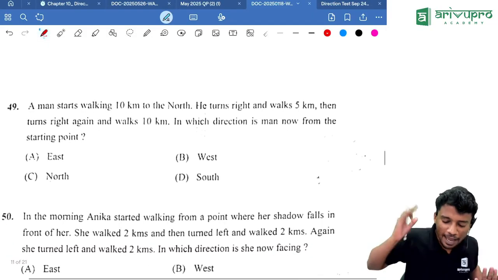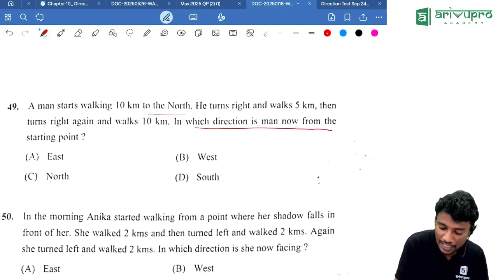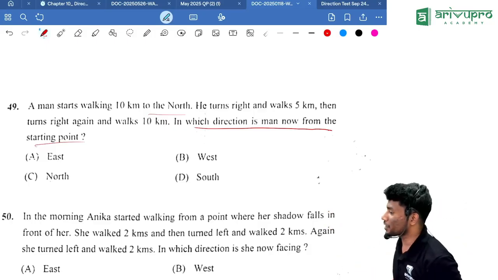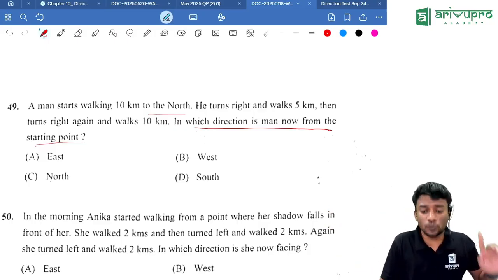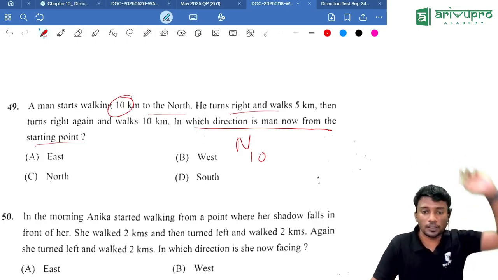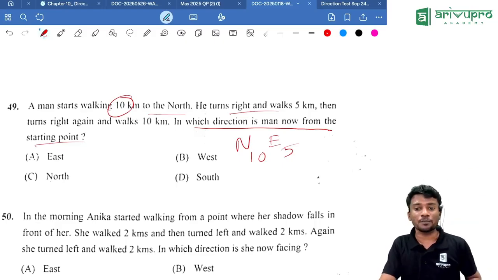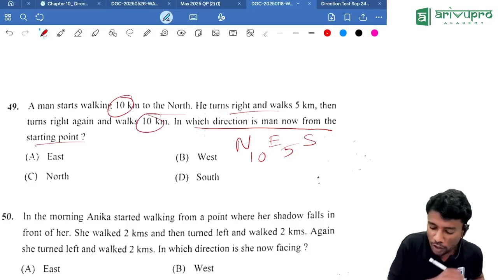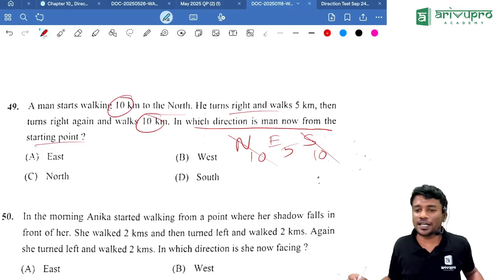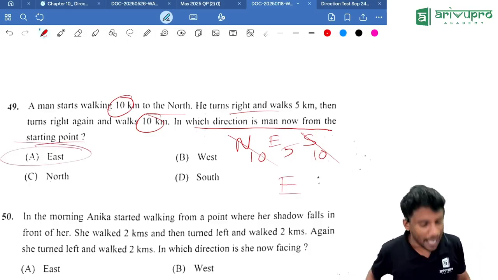Next one. A man started walking 10 kilometers to north. We will read the last line again. In which direction is the man now from the starting point? The question is, with respect to the initial point, where is the man now? Initial direction is north. How much? 10. Then turns right. Right of north is east. He walked 5 kilometers. Then turns right again. Right of east is south. And walks 10 kilometers. So south and north got cancelled. What is remaining? East is remaining. Option A is the answer.